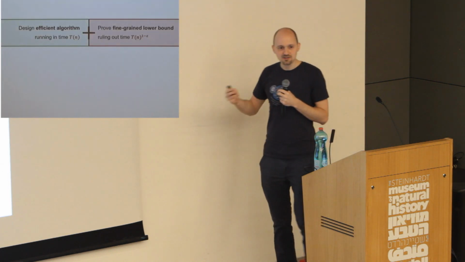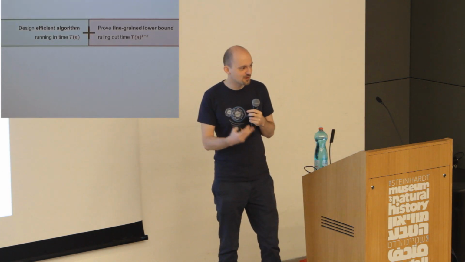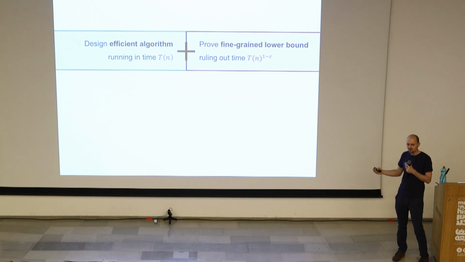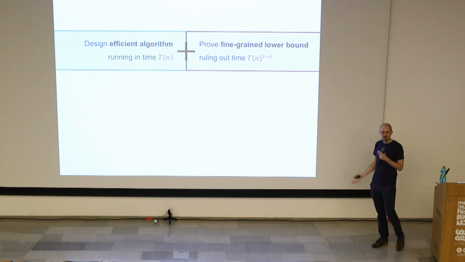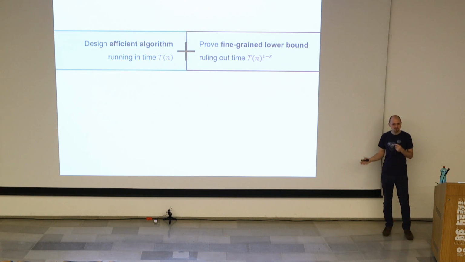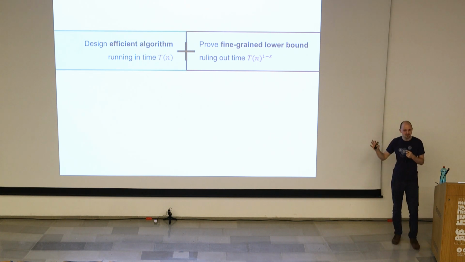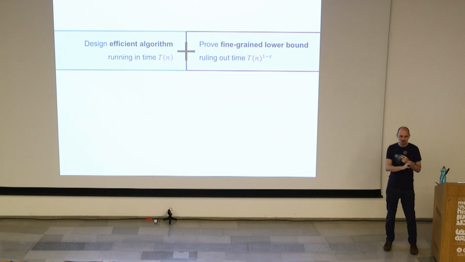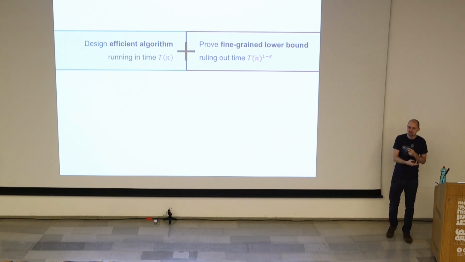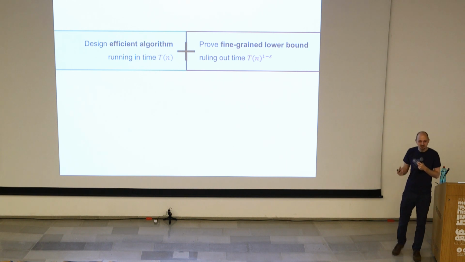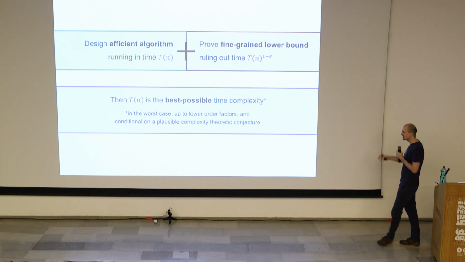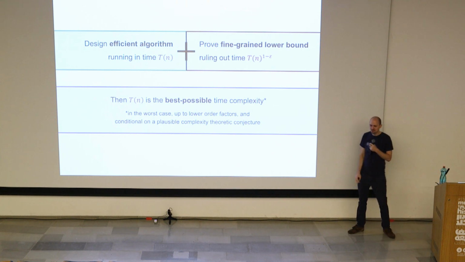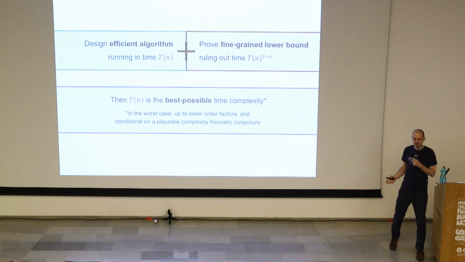And the ultimate goal, if you work on fine-grained complexity and algorithm design, is to get these kind of conditionally best possible algorithms. So you design some algorithm running in some time T of n, and you prove a conditional lower bound ruling out T of n to the 1 minus epsilon. Then you know that this running time is really best possible, right? In some sense, with some fine print, of course.